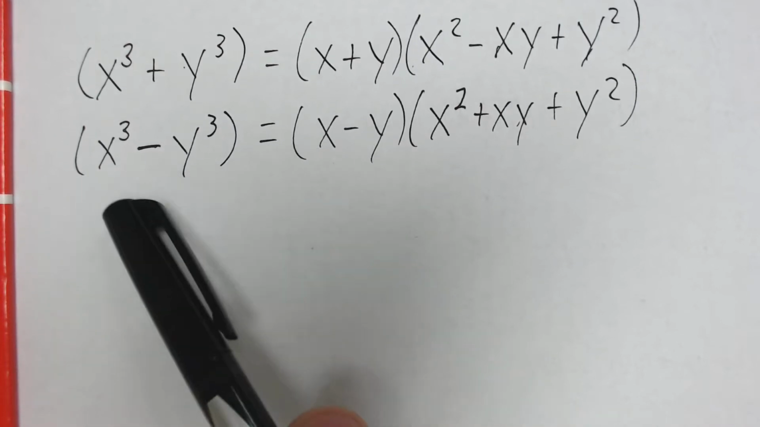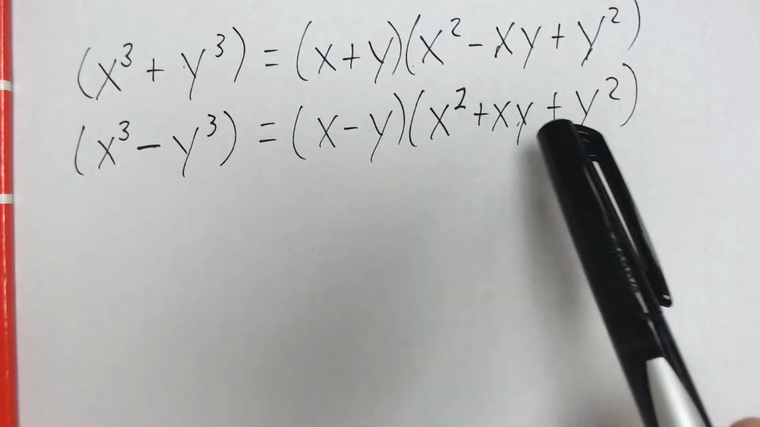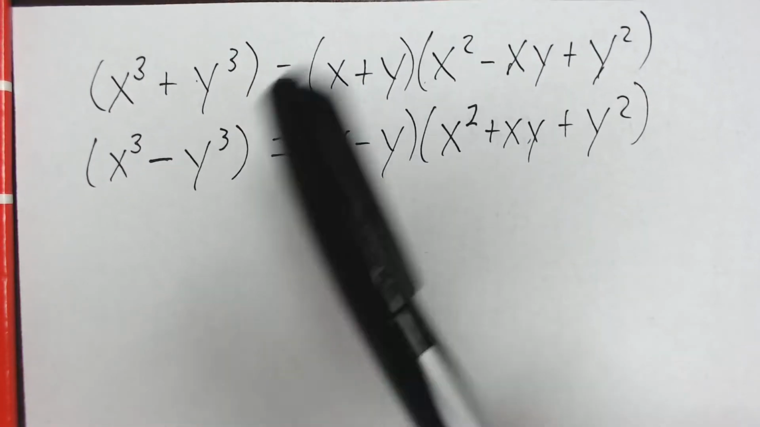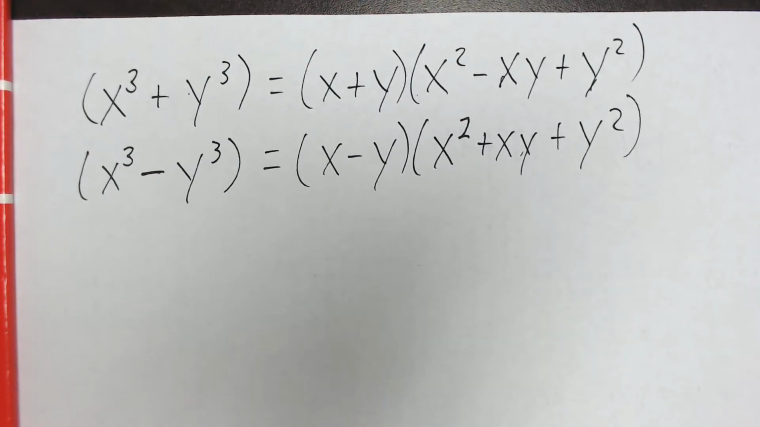Again, first term really simple. X cubed minus y cubed becomes x minus y. And then we have x squared, xy, y squared. And you'll notice the letters in both equations are exactly the same. The only thing that changes is the symbols.